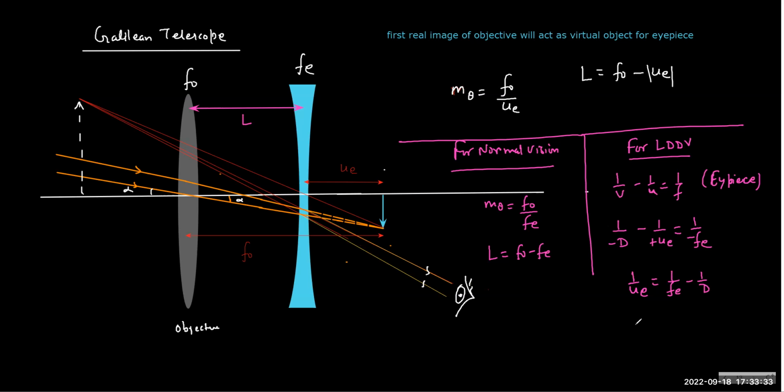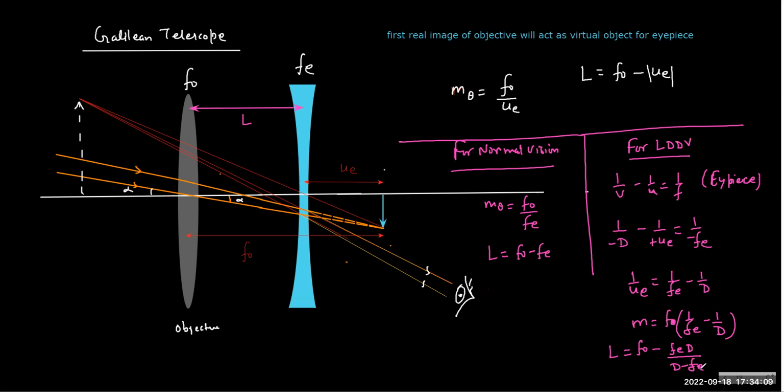And therefore, the M becomes FO into 1 by FE minus 1 by D. And the length of the tube will be how much? FO minus the value, which is how much here? D minus FE. Yes, D minus FE.